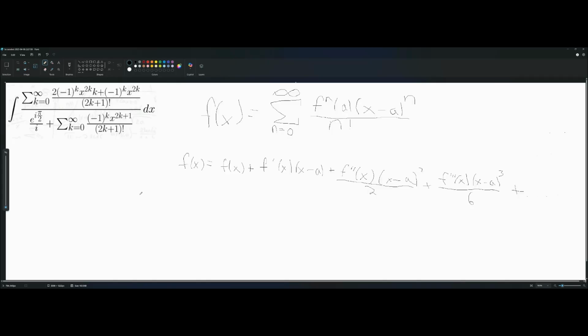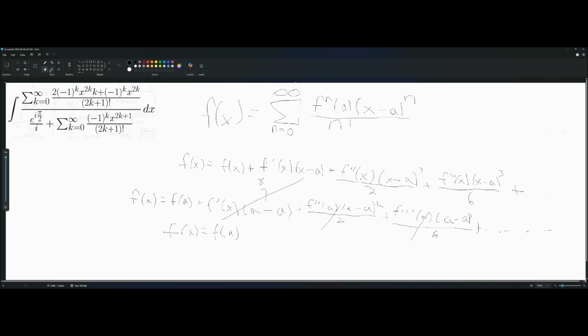So when we plug in a, we get f of a plus f prime of a multiplied by a minus a, plus f double prime of a multiplied by a minus a squared over 2, plus f triple prime of a multiplied by a minus a cubed over 6, and on and on and on. We see that this is just equal to 0. So this cancels out, this cancels out, this cancels out, and we see that f of a is equal to f of a.